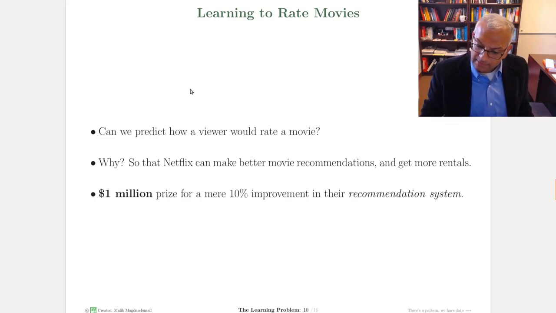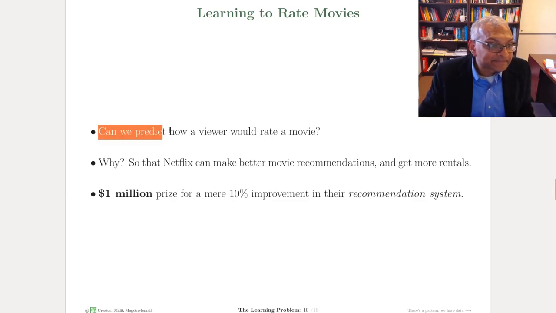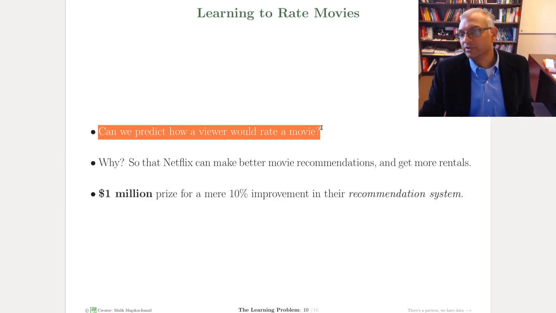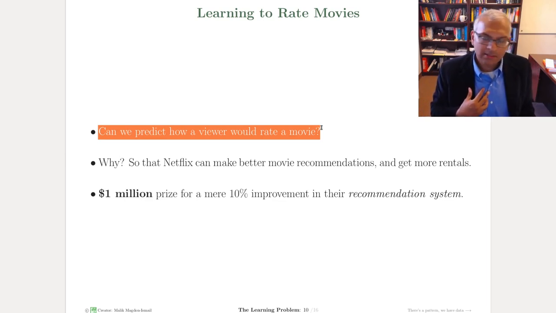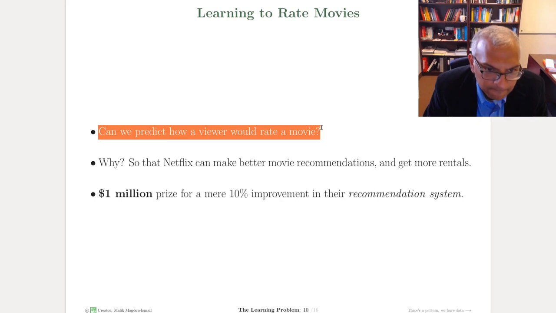And it's going to keep me as a customer longer if it can convince me that there's a lot of stuff there for me to watch. And it can convince me of that if it can continuously produce movies that I would like to watch. So Netflix would like to predict, how will a viewer rate a movie, in particular me? Why? Because in that way it can improve the movie recommendations it gives customers. Customers think that Netflix is this great place with all these movies that they like, even though they don't see the other movies they don't like, and so they continue to be members.